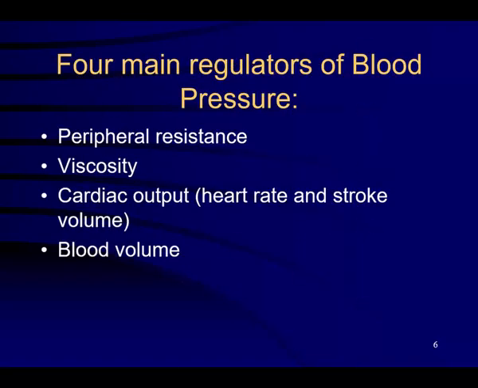The four main regulators of blood pressure are, first, peripheral resistance. This is how big the blood vessels are, the diameter. The more constricted they are, the more resistance there is, and therefore it would be harder to push blood through a smaller tube. Number two, viscosity, which is essentially the thickness or density of the blood. It's harder to push molasses than it is to push water. Third, cardiac output, which is basically your heart rate and to a lesser extent stroke volume. If you increase either one of these, you're going to increase blood pressure. And fourth, blood volume. How much blood is there? More blood, it's more work for the heart to pump around.